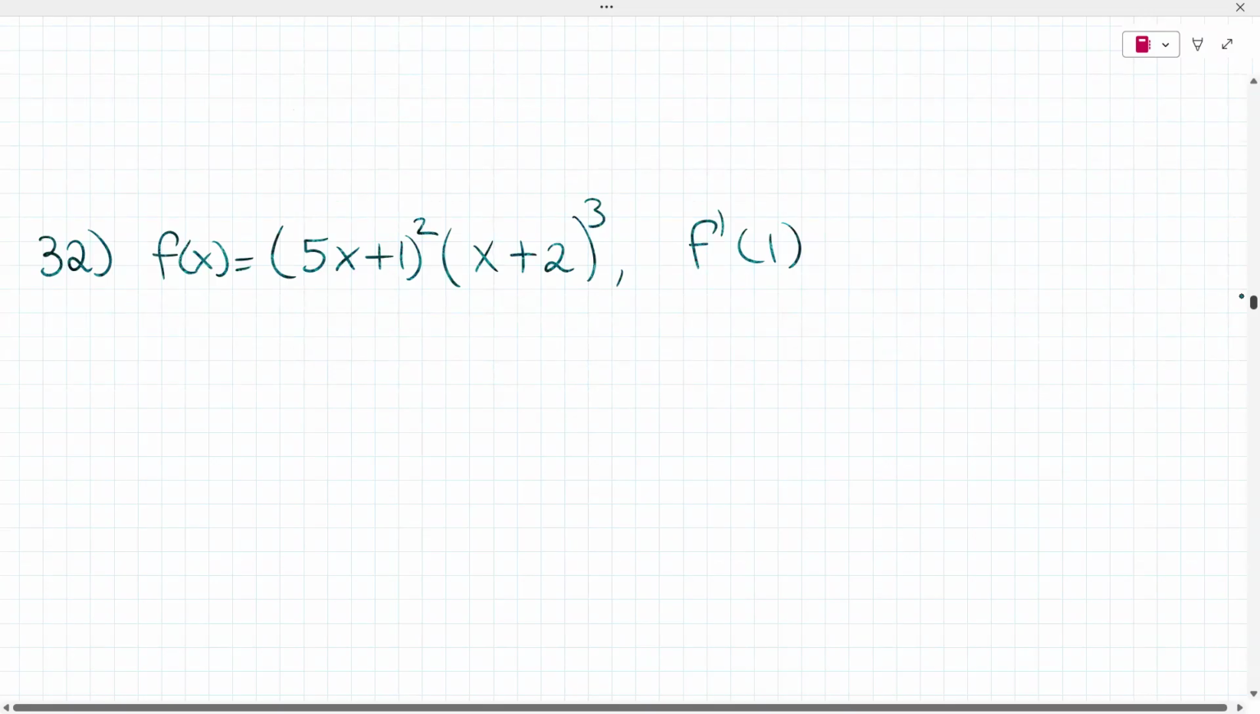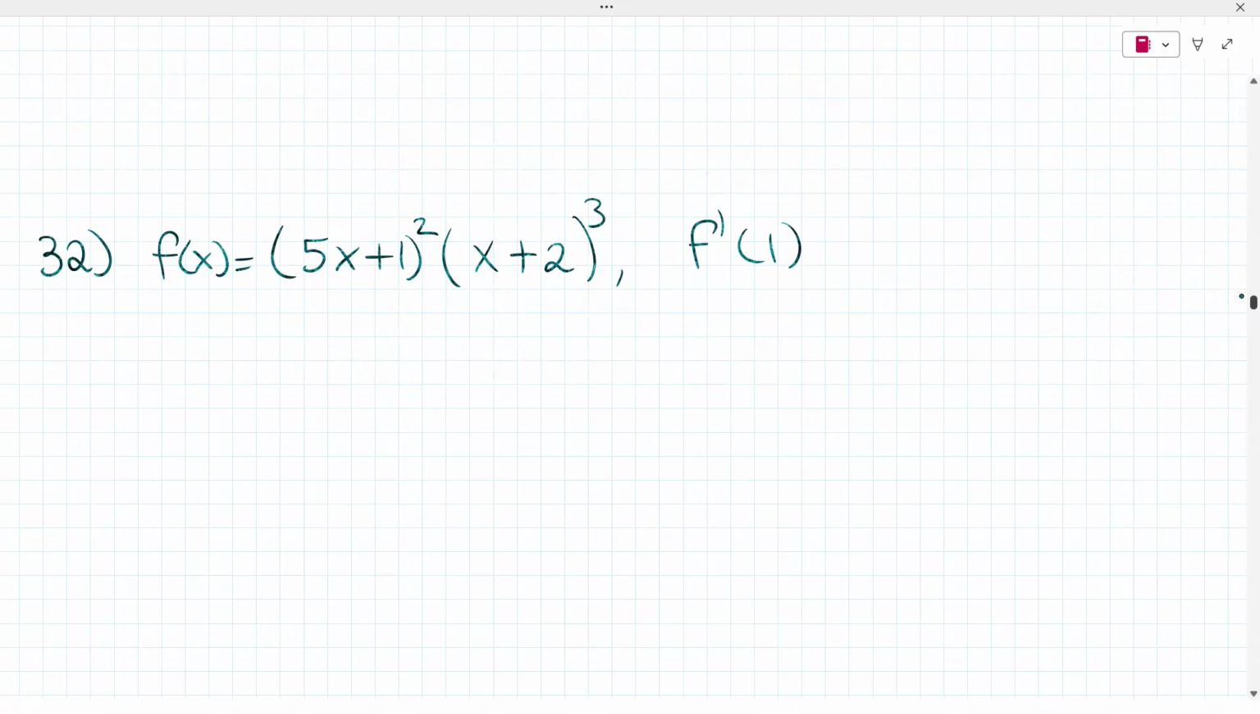Let's move on to 32. If f of x equals parentheses 5x plus 1 squared times x plus 2 cubed, find f prime of 1. So how are we going to take the derivative of this?